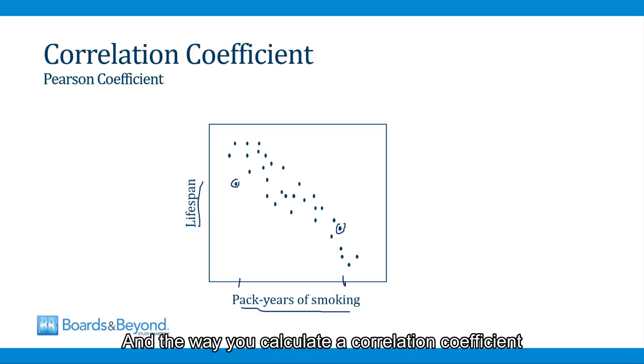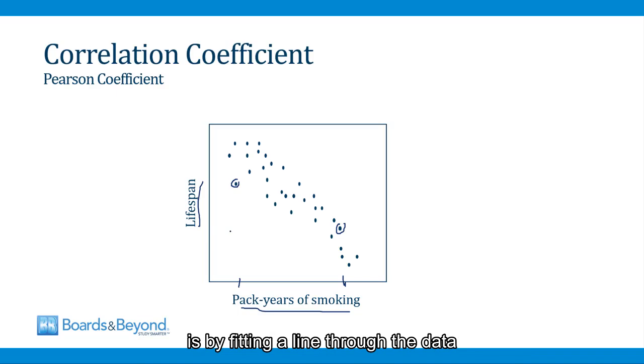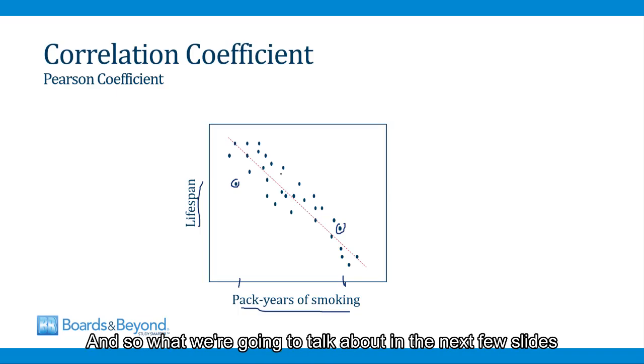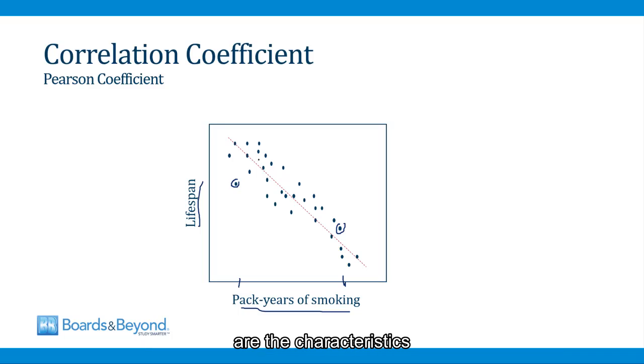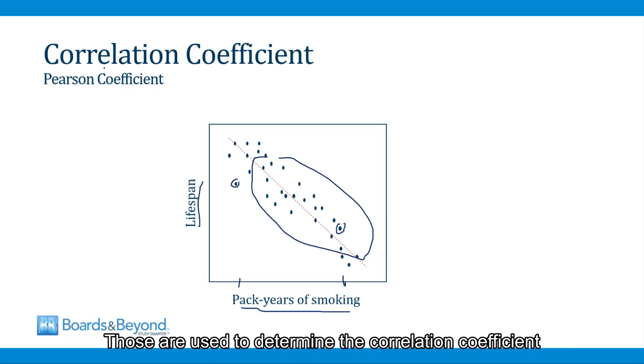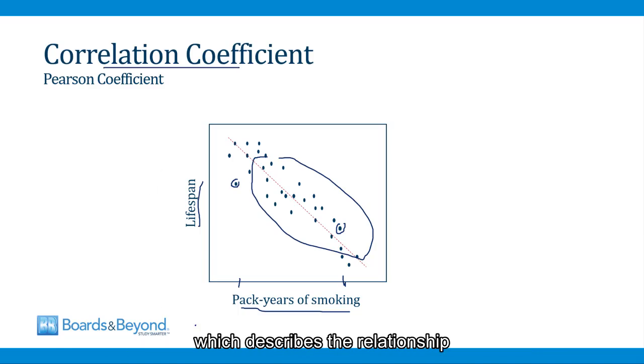And the way you calculate a correlation coefficient is by fitting a line through the data that are shown on the slide like this. This line is mathematically calculated to minimize the distance between all the points on the graph and the line. And so what we're going to talk about in the next few slides are the characteristics of this best fit line through the data.